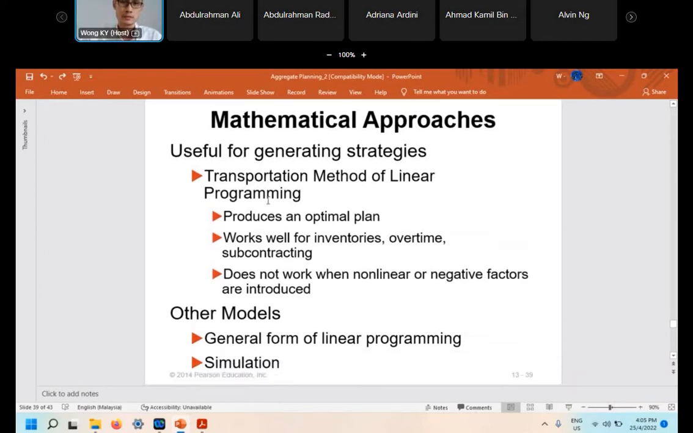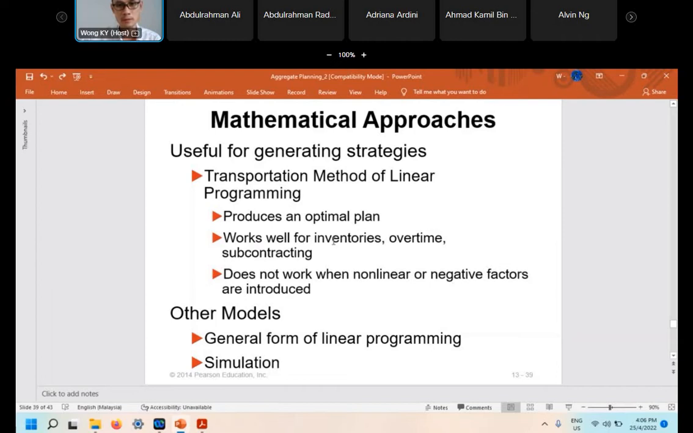In fact, it is said to produce an optimal plan, much better than the graphical approach. It produces an optimal plan because it uses mathematical procedures. But later you will see there are actually not many mathematical procedures involved, because in this course we have simplified it. If you take Operation Research, under the transportation method you will see more mathematical procedures. So the transportation method is part of linear programming. It produces an optimal plan and works well.